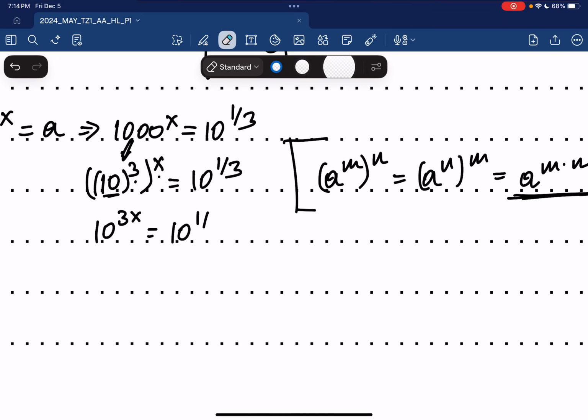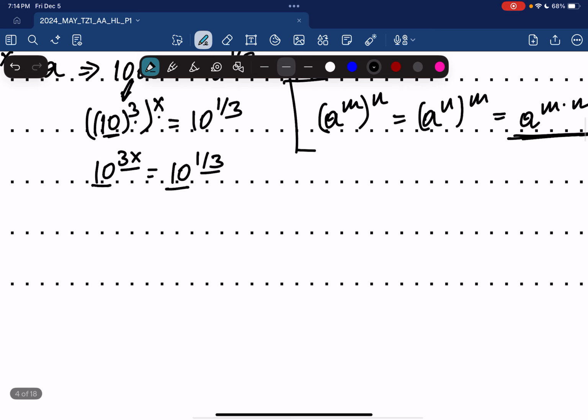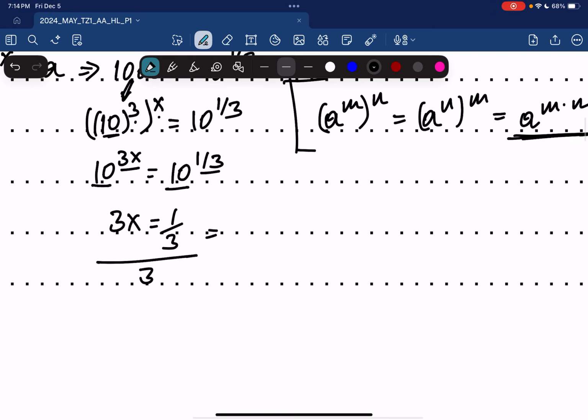And just like above, the bases are the same, so we're going to be looking at the exponents and how they relate to each other. So I have 3x is equal to 1/3. And I'm going to try to solve for x. I can divide both sides by 3. So x is equal to 1/3 over 3.